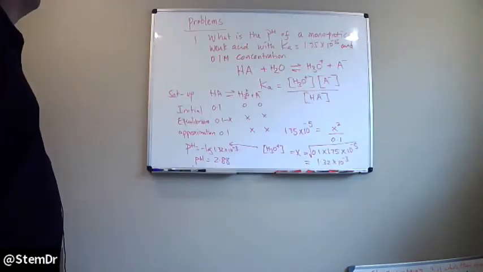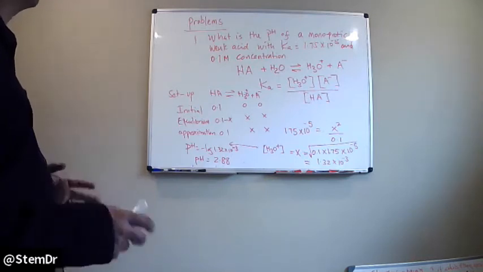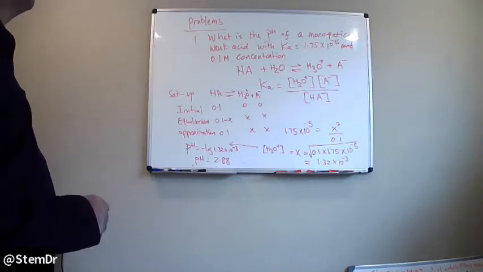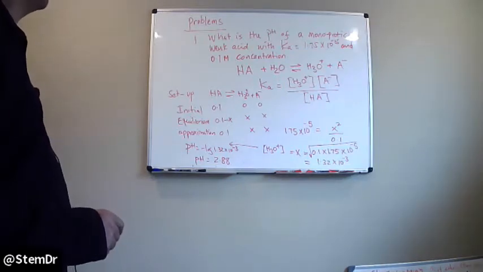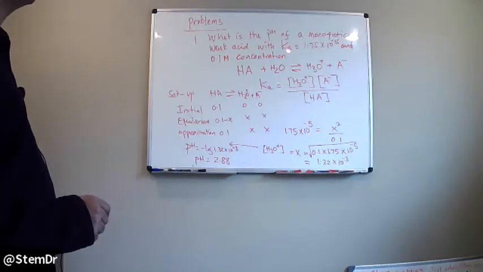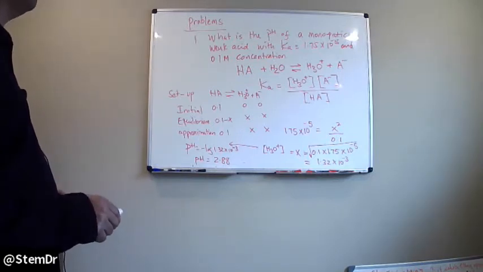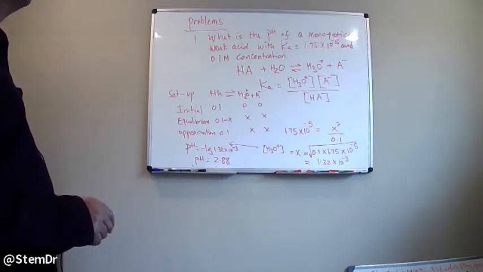Okay, so far we have introduced several equations and concepts, and I would like to demonstrate those equations and concepts by solving a few problems. Problem 1 says, what is the pH of a monoprotic weak acid with acid dissociation constant of 1.75 times 10 to the minus 5 and 0.1 molar concentration? So this is just a weak acid with a very low dissociation constant. That means a very weak acid, 10 to the minus 5.